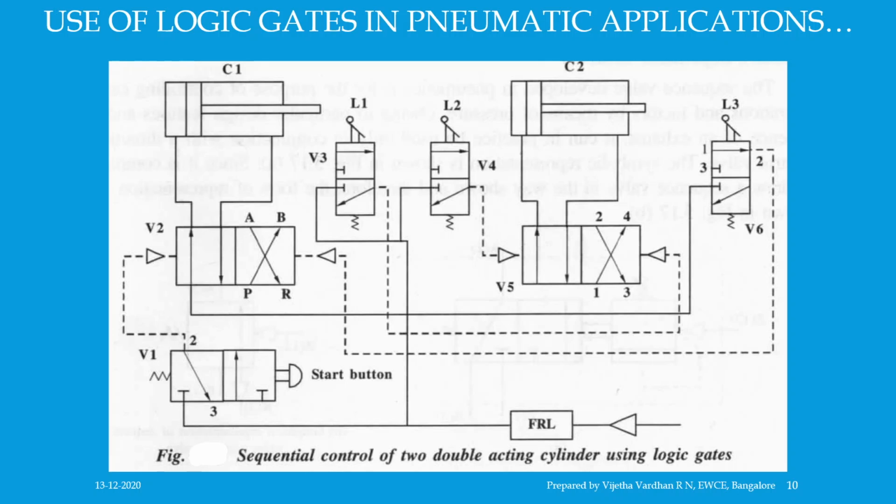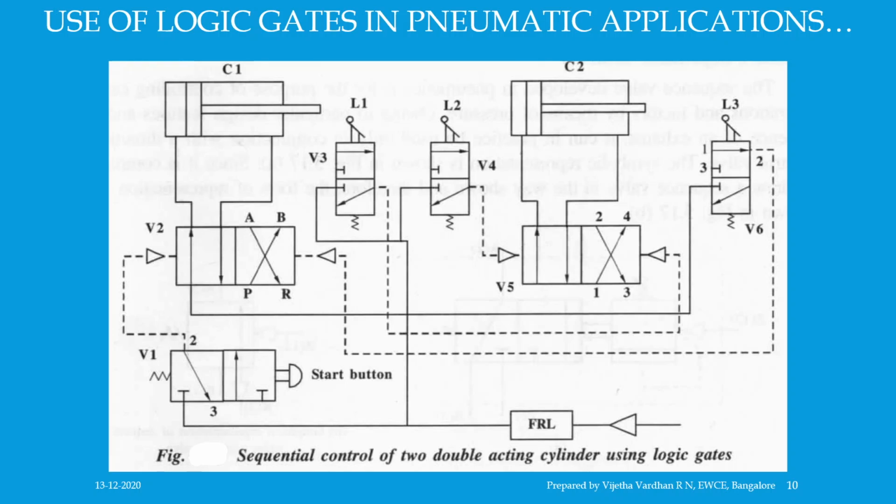This allows the pilot signal to strike the valve V2. The pilot signal actuates the valve V2, which directs the compressed air from P through A to the cylinder C1 and extends it. At the end of extension of cylinder C1, the lever L2 of V4 is operated by the piston rod, which actuates the valve V4. This allows the pilot signal to strike valve V5. The pilot signal actuates the valve V5 and allows compressed air to flow through 1 and 2 of V5, and extends the cylinder C2.